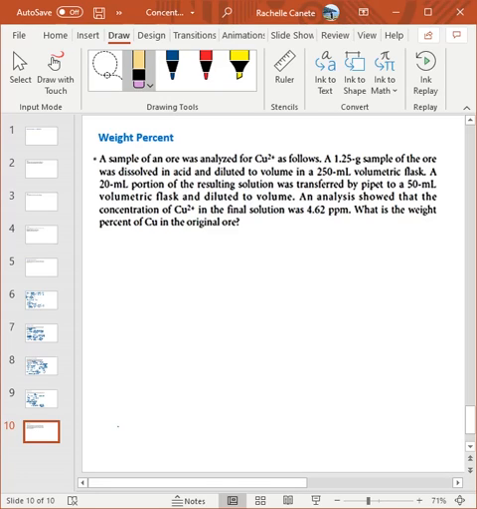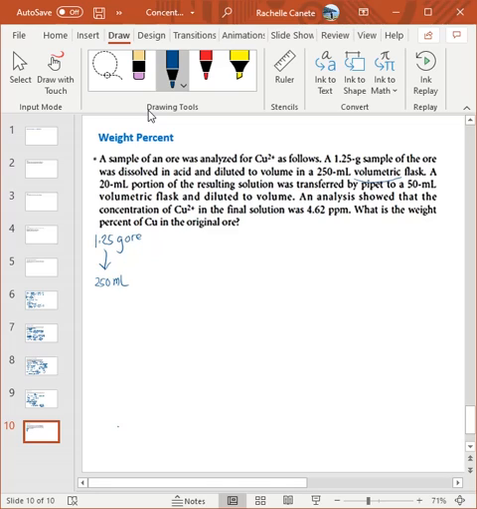Okay, so you have an ore, and you need to analyze that for copper 2 plus. Okay? So, the mass of the ore is 1.25 grams. And this was dissolved in acid, to make it a solution, and then diluted to volume, diluted into 250 ml. So, it's using a volumetric flask, which means that this volume must be important, because a volumetric flask is accurate.